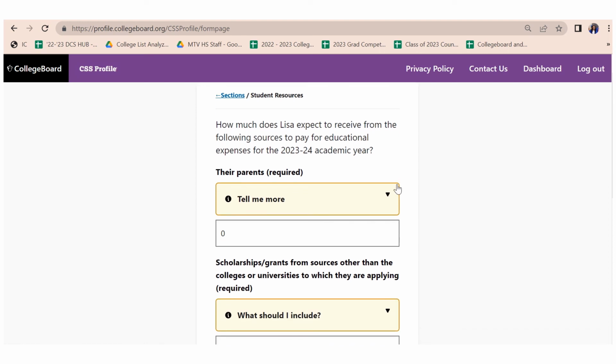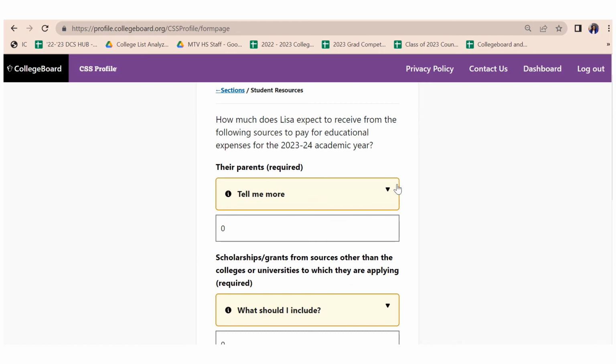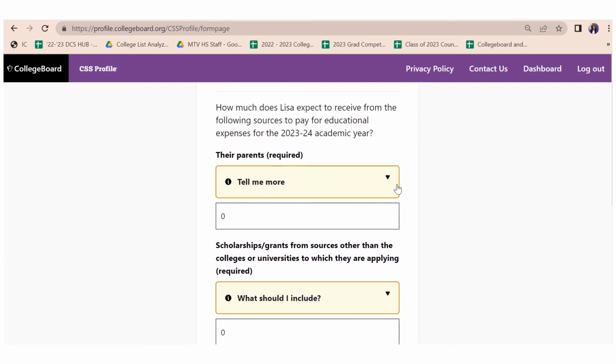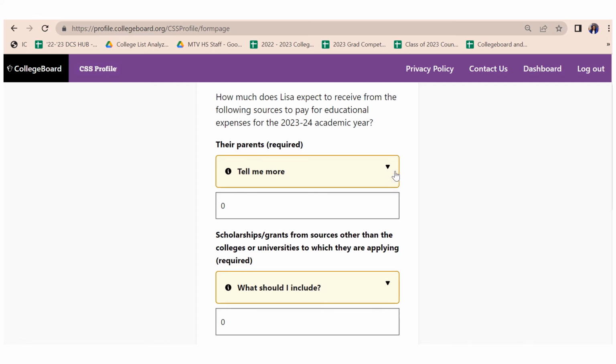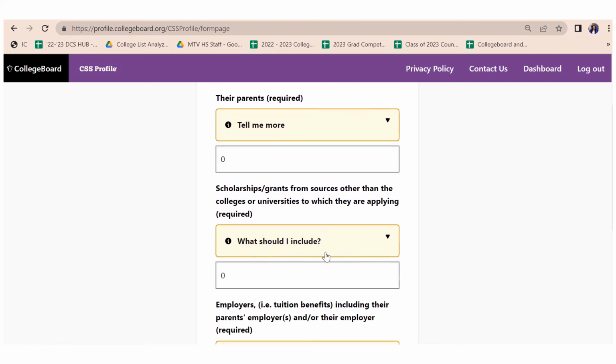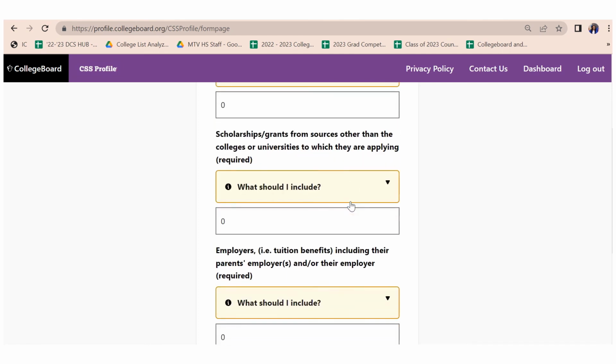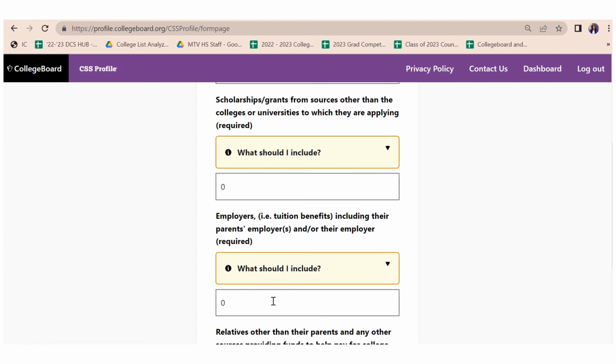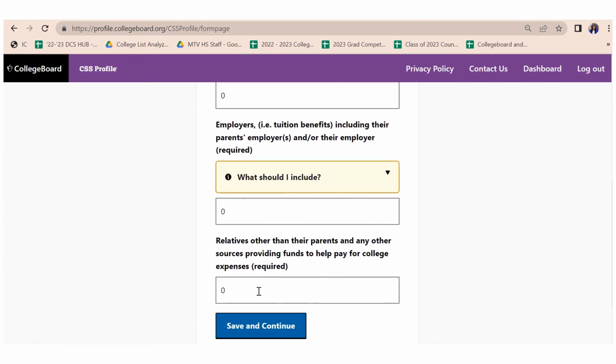And then this is asking, how much does the student expect to get from the sources below for their college expenses in the 2023-2024 academic year? So when they're a freshman, how much do their parents plan to contribute to their college education? How much money in scholarships are they guaranteed as of now? How much are employers paying? How much are relatives paying?